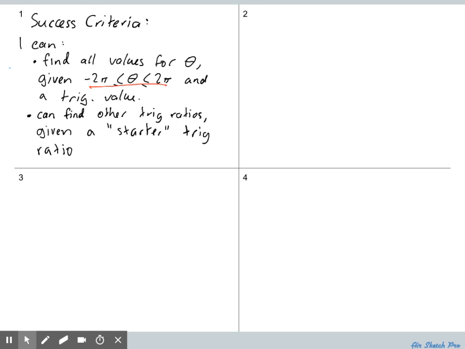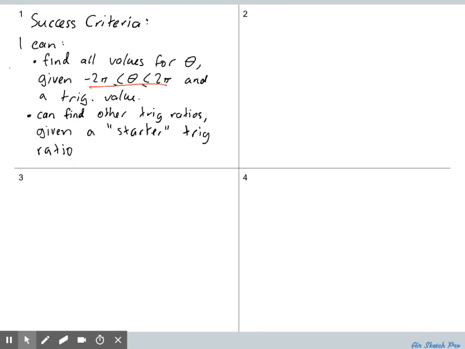with students is that they often confuse the angle with the trig ratio. I know that kind of sounds a bit weird, but what I mean is if I said sine theta is 60, sorry, sine theta is a half, what is cos theta? A lot of students try to find theta, or they're kind of confusing stuff.